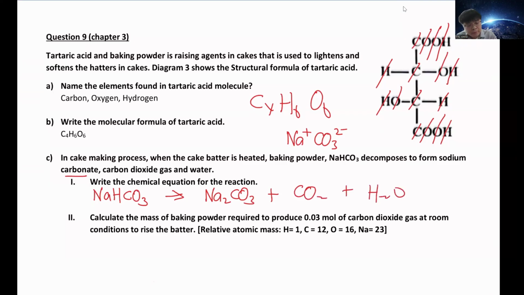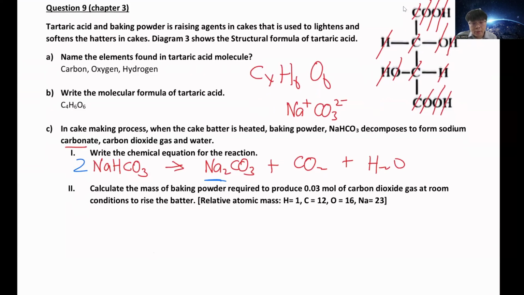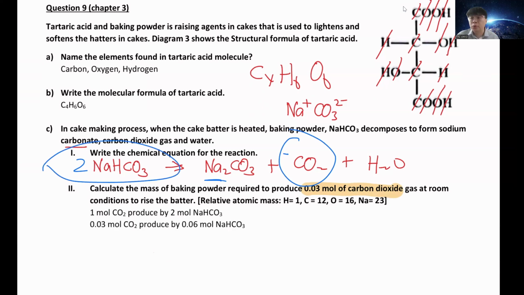Okay, now to balance the equation, 2Na, go to here. Then hydrogen is balanced. Carbon dioxide is balanced. Then after that, for the mass of baking powder, if you have 0.03 gram of carbon dioxide, refer to the ratio. This is what they want, baking powder is this. So the ratio is 1 to 2. So 0.03 should have 0.06 because 1 produces 2. So 0.03 becomes 0.06, times 2, divide by 1, times 2, the ratio.